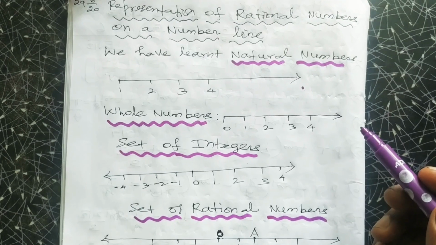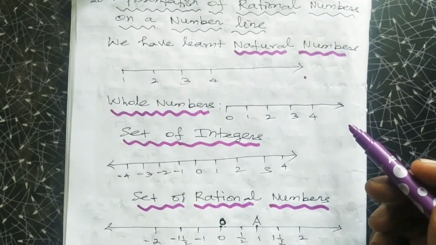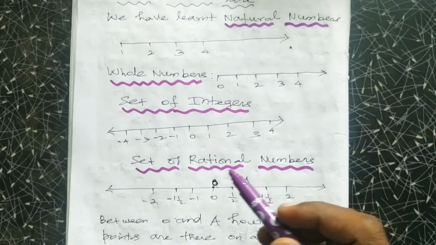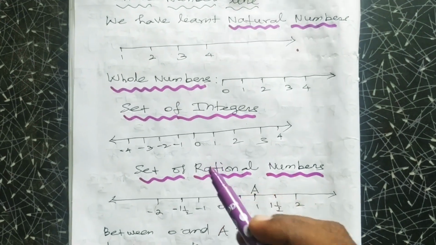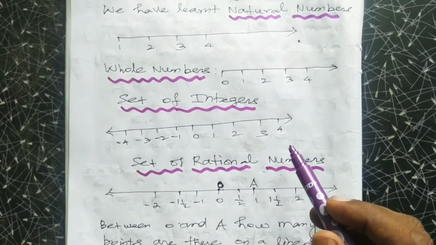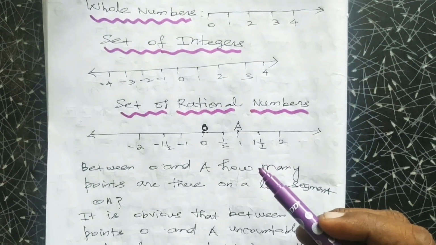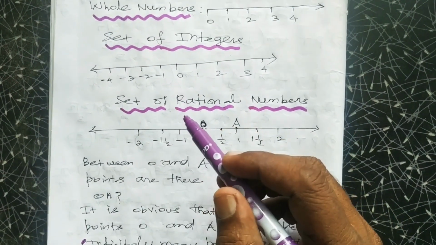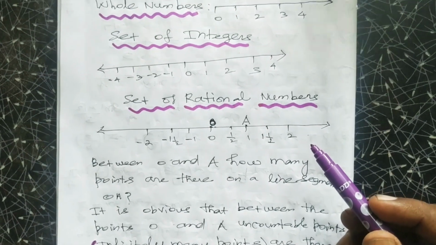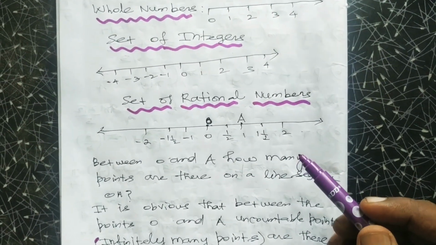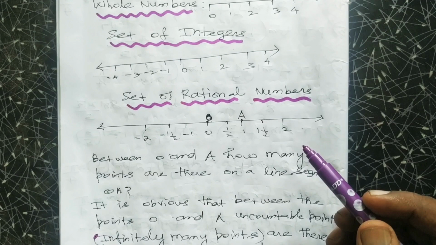The set of integers is positive numbers and negative numbers, including 0. First mark 0. Then on the right side 1, 2, 3, 4, 5 etc., and the left side will be negative: -1, -2, -3, -4. Now let us see how to represent the set of rational numbers on a number line.